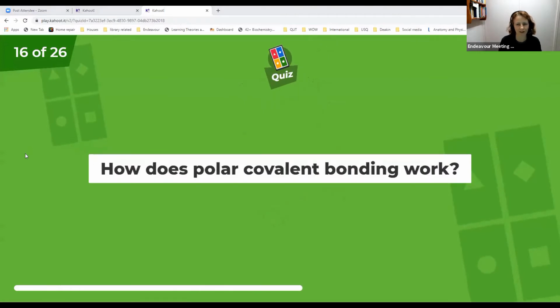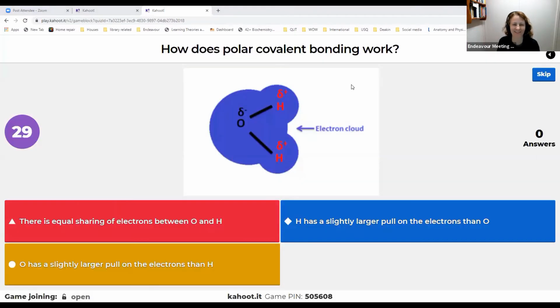Maybe I explained it too soon. How does polar covalent bonding work? So is it equal sharing of electrons? Does oxygen have a slightly larger pull on the electrons, or does hydrogen have the slightly larger pull?